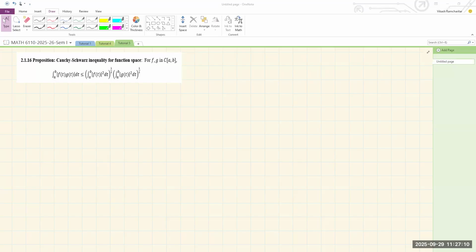Okay, hi everyone. So in this video, we're going to be looking at some problems on metric spaces. In this first problem, we want to prove the Cauchy-Schwarz inequality for function spaces. We know that there's a general result for this, which is Hölder's inequality, but this is the case when p and q are equal to 2.